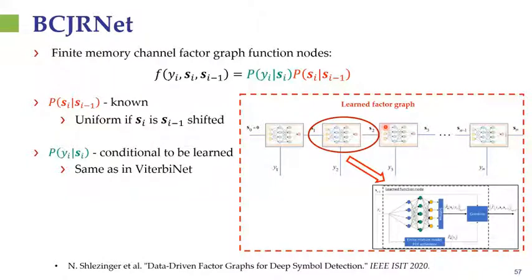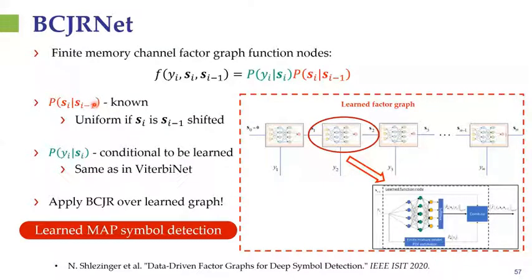We only need to train one of those neural networks to learn this conditional distribution and combine it with our knowledge of the transition distribution and our knowledge of how the BCJR algorithm operates over the factor graph, where instead of using the model-based factor graph, we're using the one which we learn. And that is what we call BCJRNet.